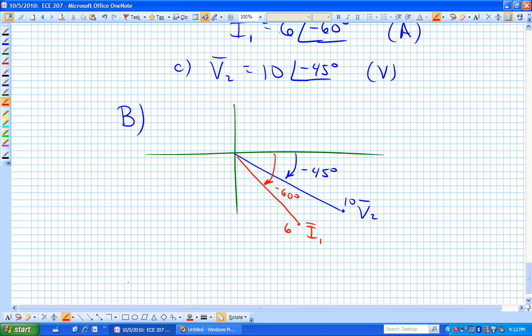In this case, I sub 1 lags V sub 2. I sub 1 is behind, or V sub 2 leads I sub 1. You can say it many different ways. Questions on that? Is that what you got?